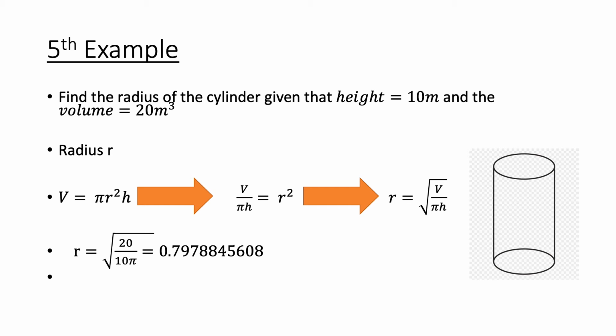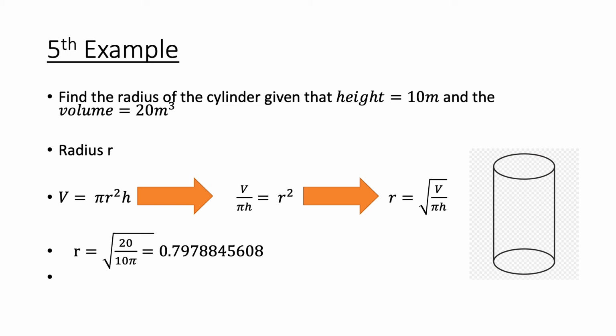Right, guys. Example 5. Find the radius of the cylinder given the height is 10 and the volume is 20. Okay, so radius r. Volume is equal to pi r squared h. So I have to rearrange this to make r the subject. What I did was divide both sides by pi h, first of all, because I want to get r on its own, so I want to get r equals something. At the minute it is times by pi and h, so the opposite of times by pi and h is to divide both sides by pi and h. So V over pi h equals r squared.